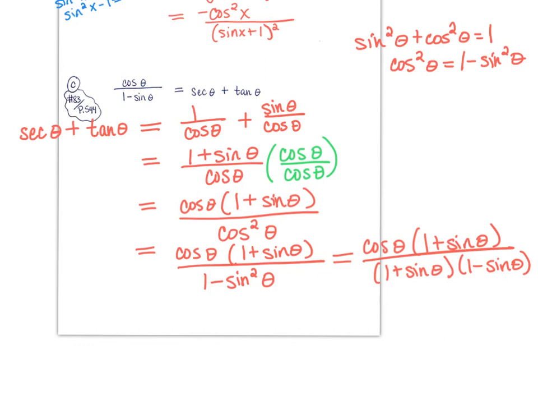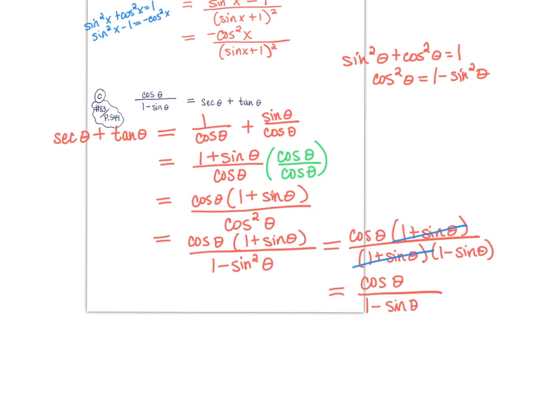Okay? Now, what happens? Which will cancel? The 1 plus sine of theta cancels. And we're left with what? The answer, or the left-hand side, which is what we wanted. So that's equal to cosine theta divided by 1 minus sine of theta. So you started with the right-hand side, and you got that was equal to the left-hand side.